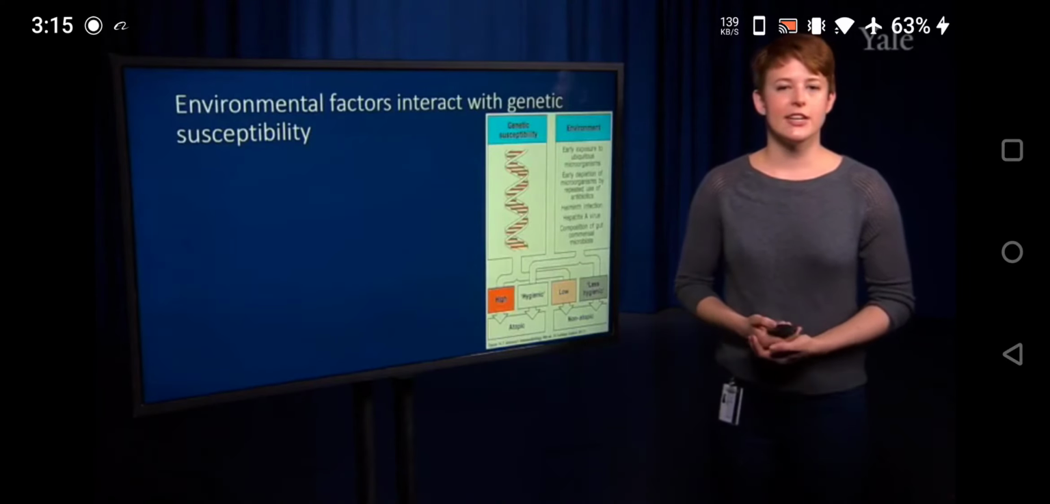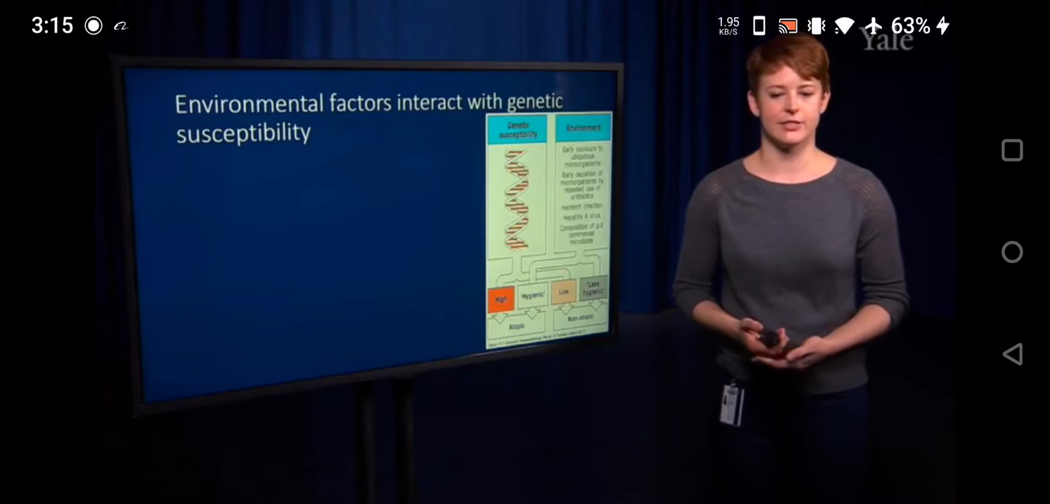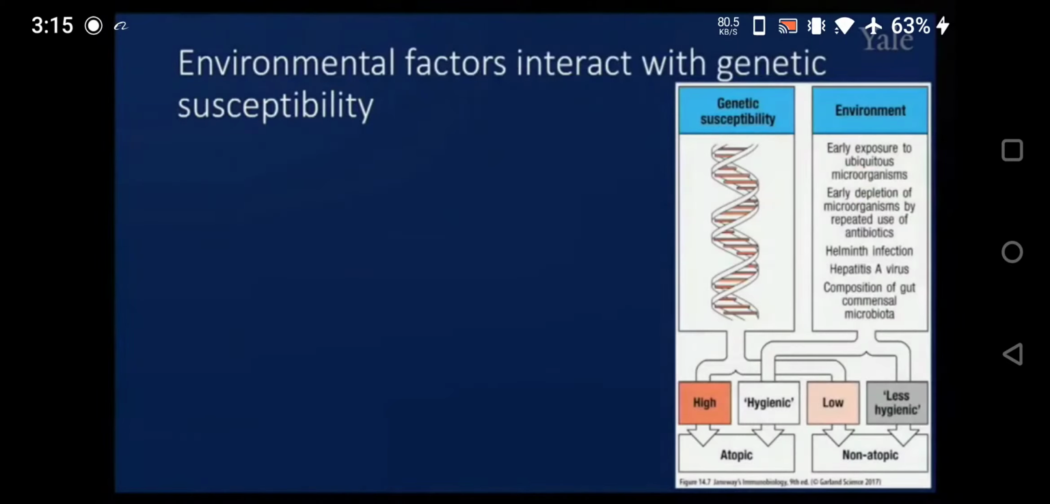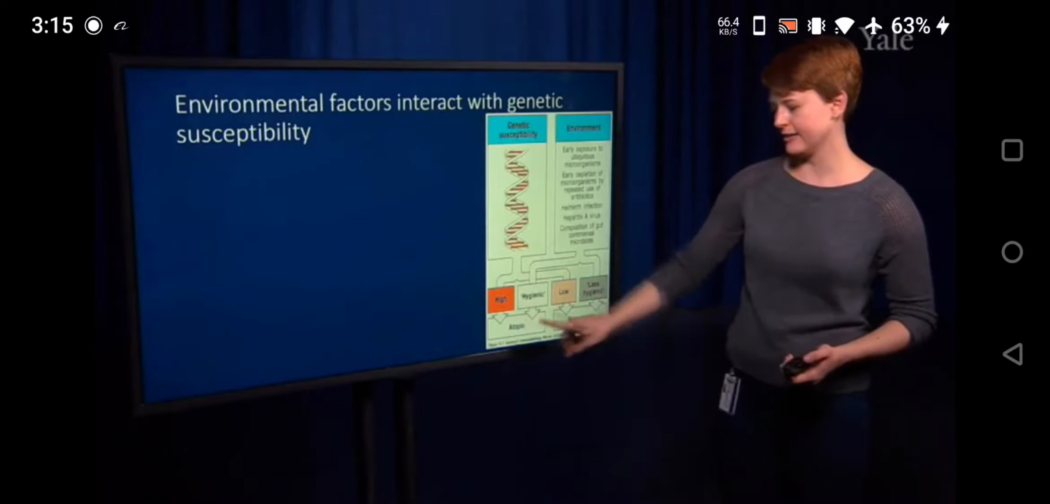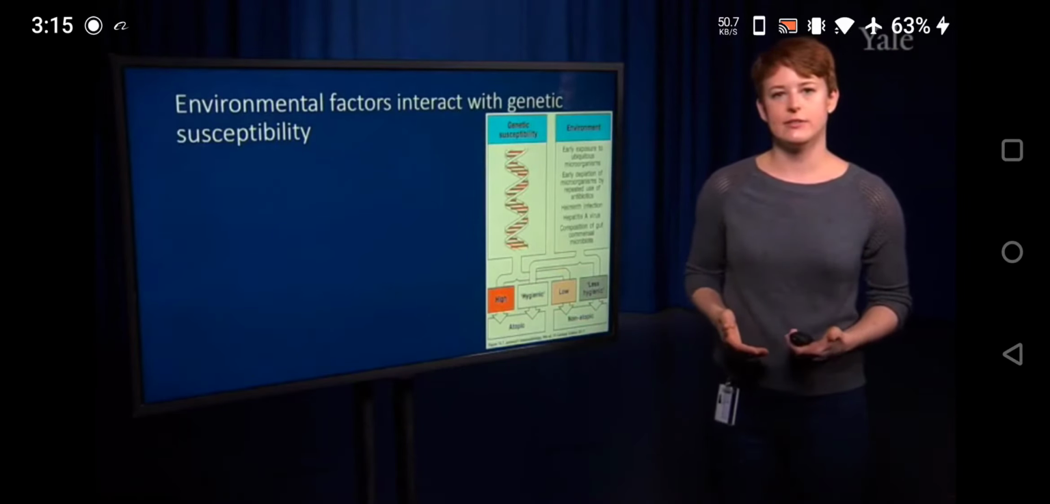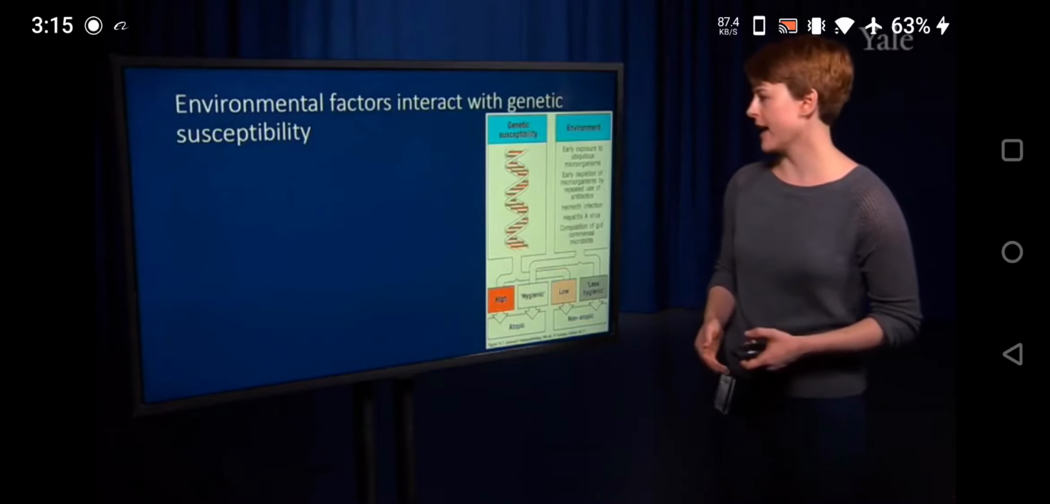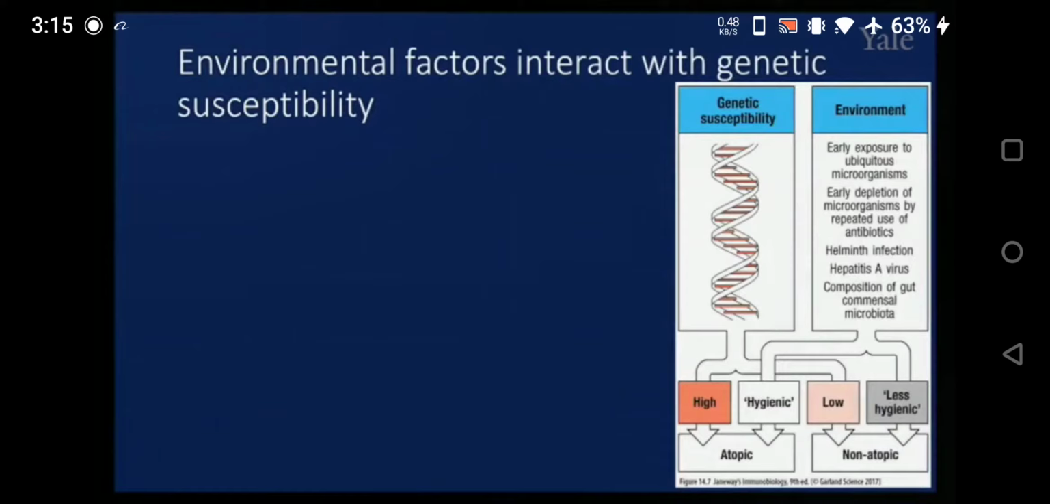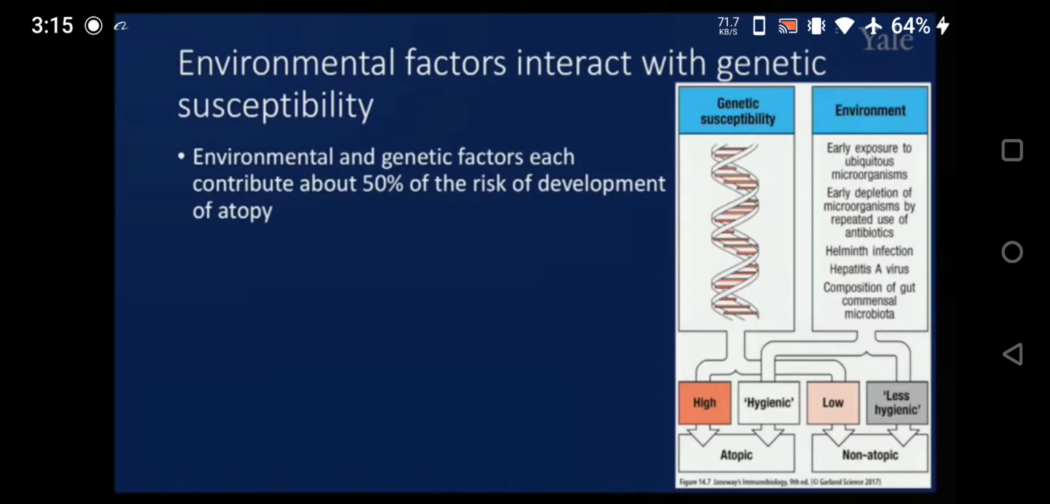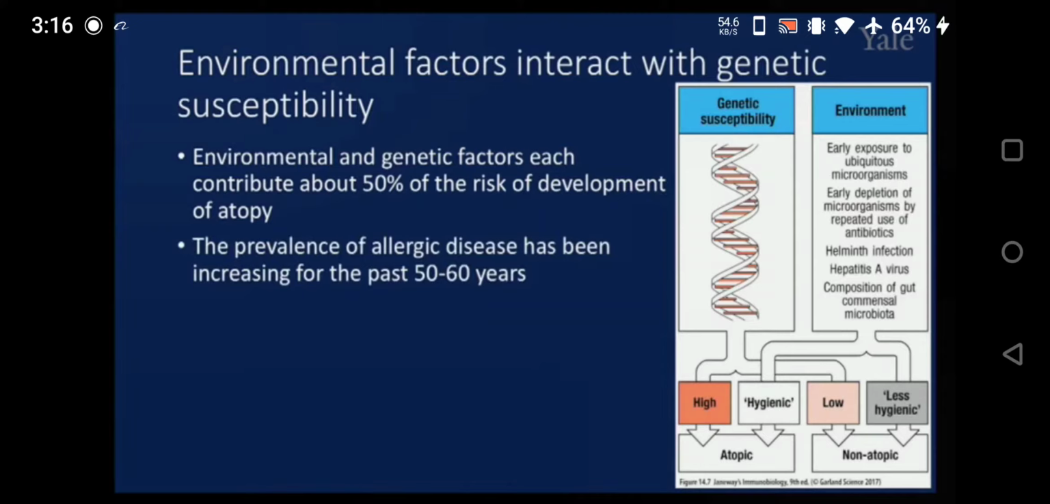So there are also environmental factors that interact with genetic susceptibility. So here's just a figure showing an overview of this. So we have our genetic susceptibility, which can lead to atopy, but it's also synergistic with things in the environment. So they have an example here, different infections that together can lead to more development of allergy. And it's thought that environmental and genetic factors each contribute about 50% of the risk of development of atopy. And the prevalence of allergic disease has actually been increasing steadily for the past 50 to 60 years.